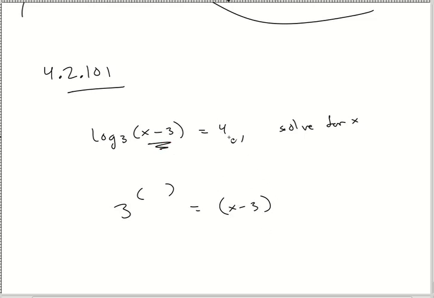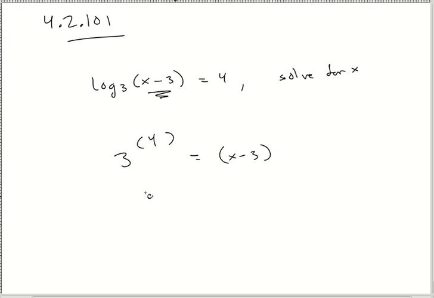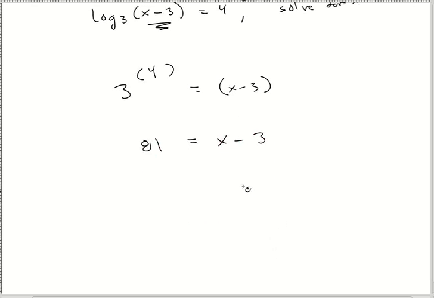4 was all by himself, but now he's got a friend with 3. Again, they're just kind of moving around friends-wise. What we've done here is created a whole new problem. I got 3 to the 4th, so that's 3, 9, 27, 81, and then it's equal to x minus 3. Solve for x. Add 3 to both sides, obviously, and we get 84 is my answer.